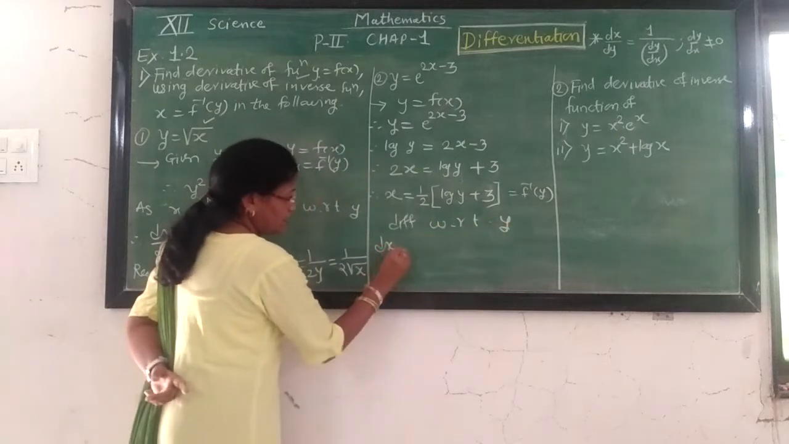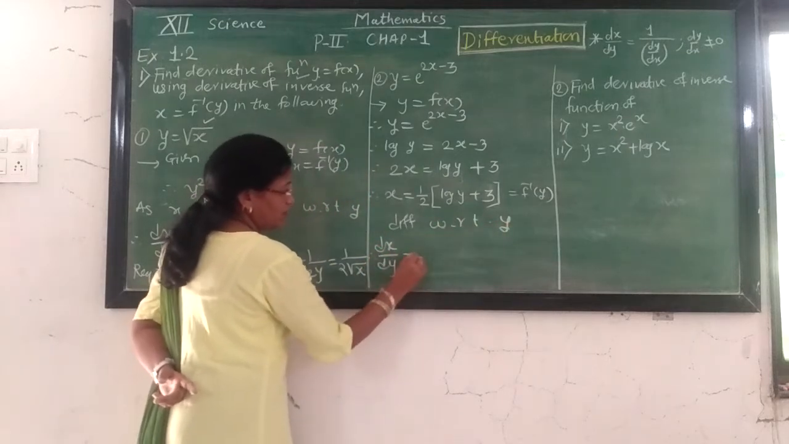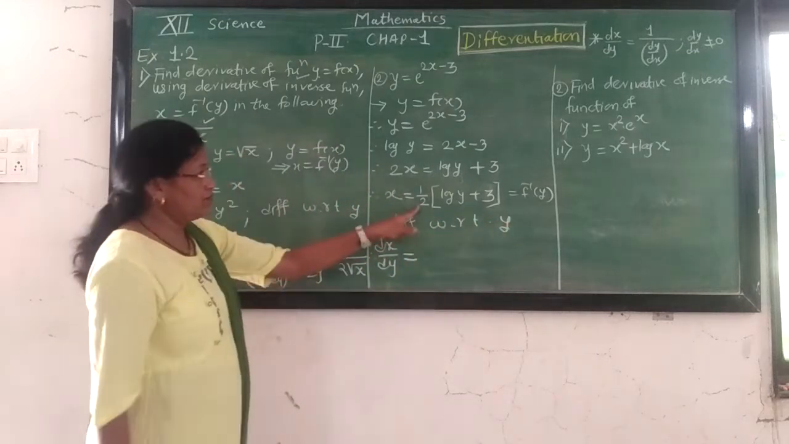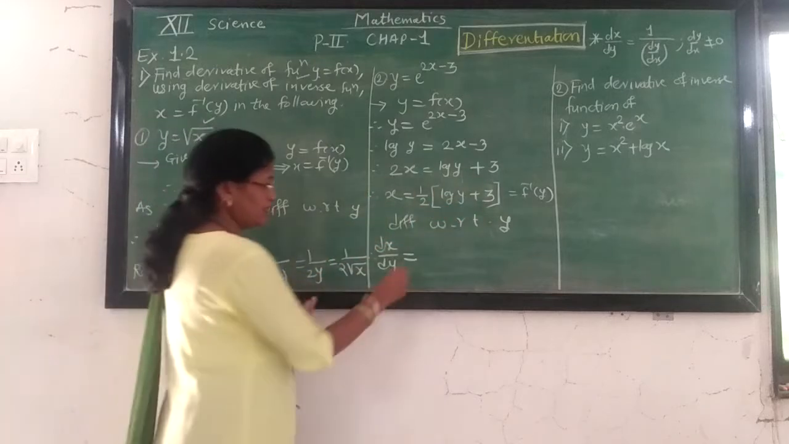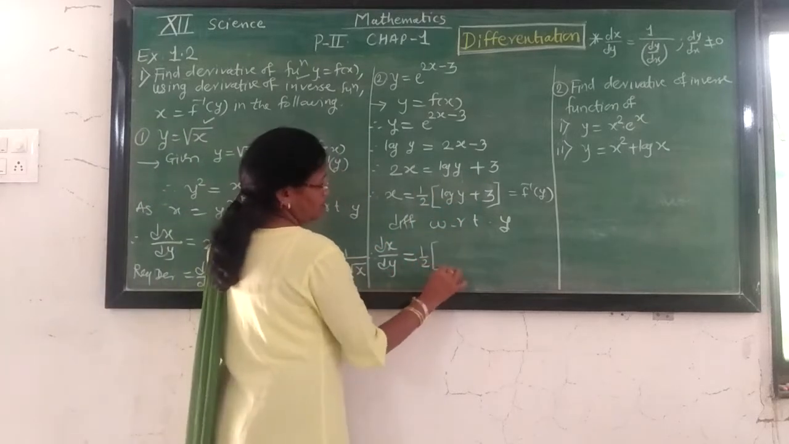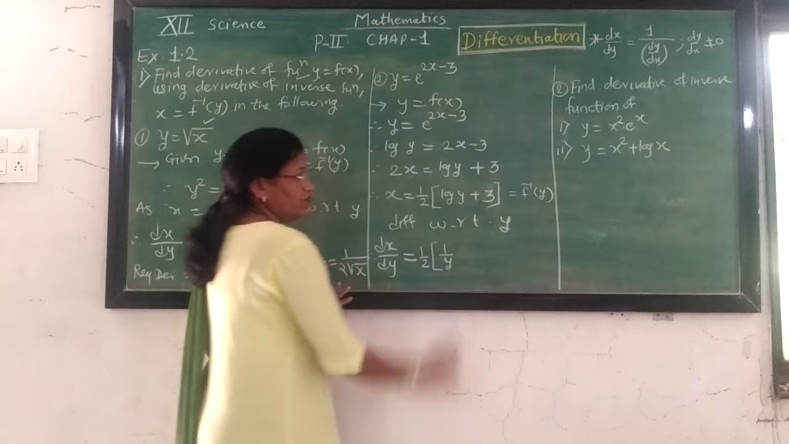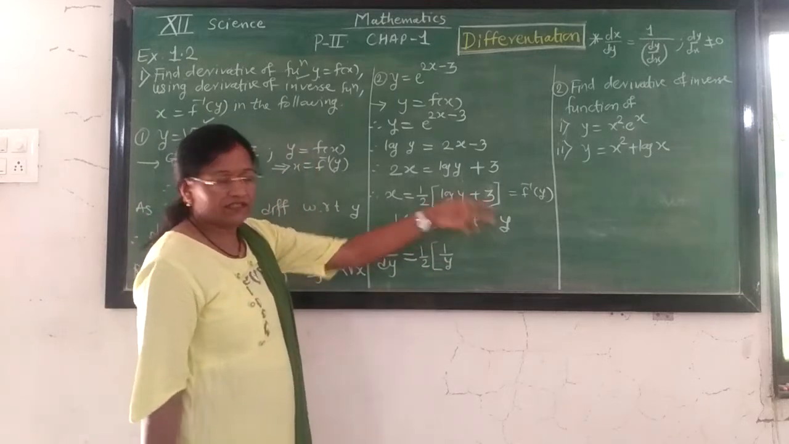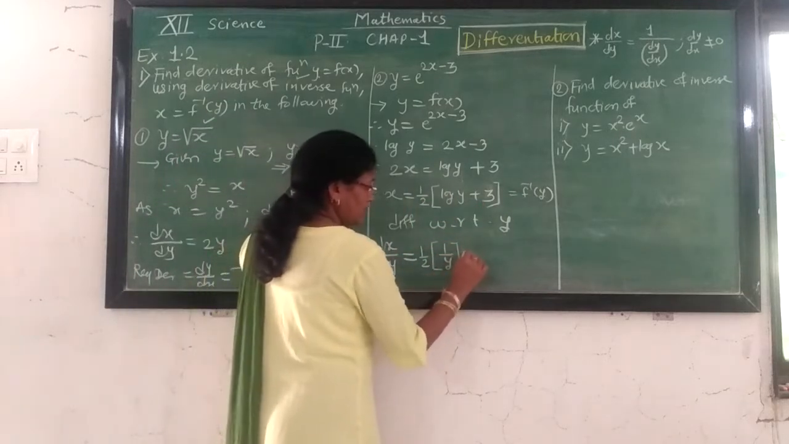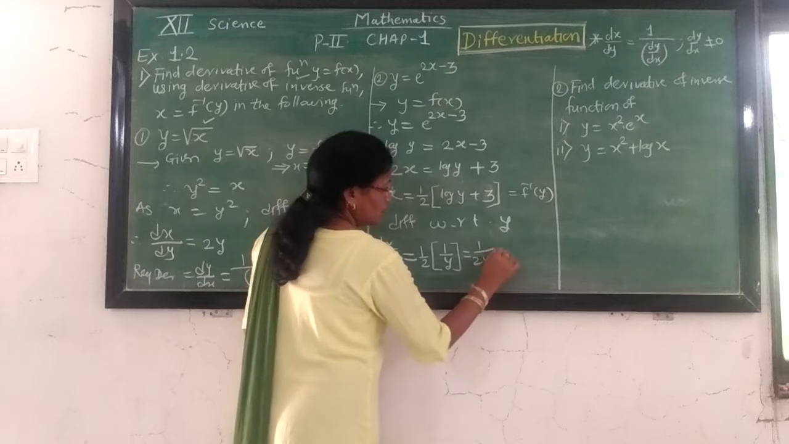So we get here dx by dy. What is the derivative of 1 by 2 times (log y plus 3)? 1 by 2 is a constant number. Derivative of log y with respect to y is 1 upon y. The derivative of 3 is 0. We get that dx by dy is 1 upon 2y.